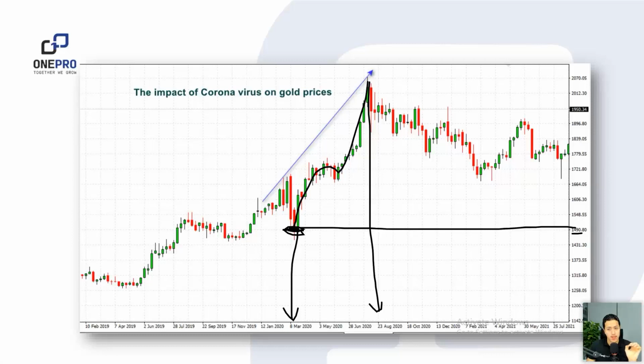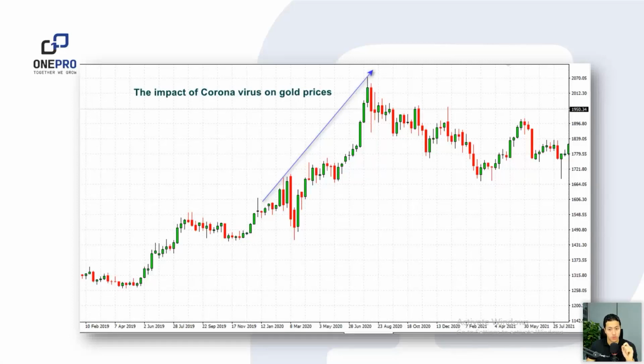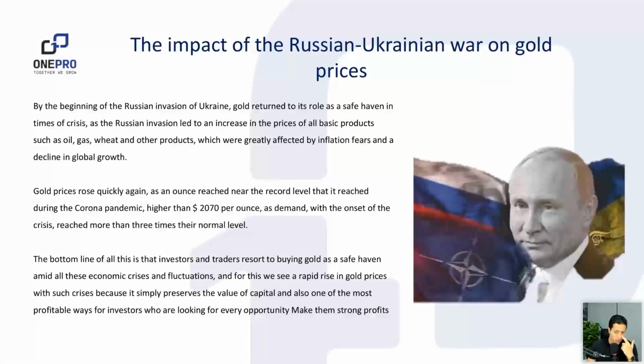Five months was basically enough for gold to go from $1,490 to more than $2,000 per ounce, simply because people were very afraid of the consequences of the coronavirus on economic output. And yeah, that was the safe haven that we had.